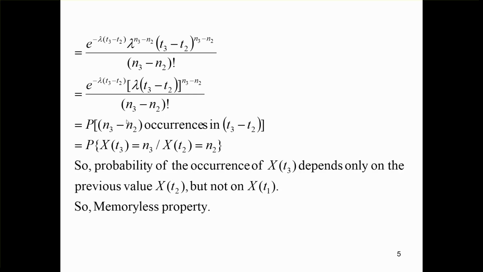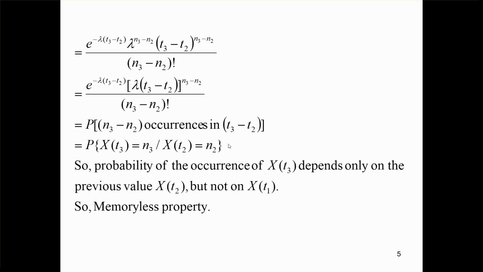That means this represents this number of occurrences N3 minus N2 in this time T3 minus T2, and this you again write down as conditional probability. To find out the second order, we did this step in this order, that this equals to this and this equals to this. Now you have to do it in reverse order. So it is nothing but probability X(t3)=n3 given X(t2)=n2. Why? Because you said difference, which means n2 in time t2 and n3 in time t3. So this will be equal to this.